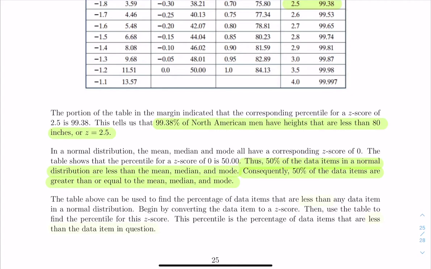The table above can be used to find the percentage of data items that are less than any data item in a normal distribution. Begin by converting the data item to a z-score. Then use the table to find the percentile for the z-score. This percentile is the percentage of data items that are less than the data item in question.